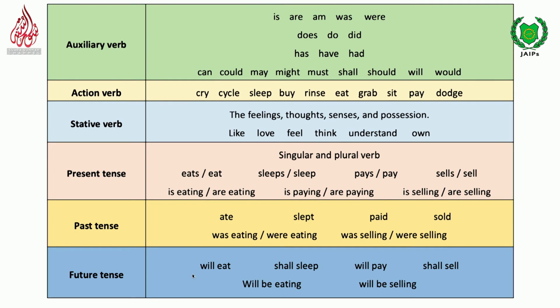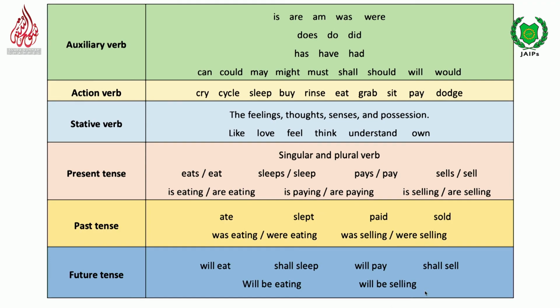Will eat. And then we have shall sleep, will pay, shall sell, will be eating, will be selling. Again, eats, eat, become will eat. Sleeps, sleep, become shall sleep. Pays, pay, become will pay. Sells, sell, become shall sell. Is eating or are eating, become will be eating. And then is selling or are selling, become will be selling.